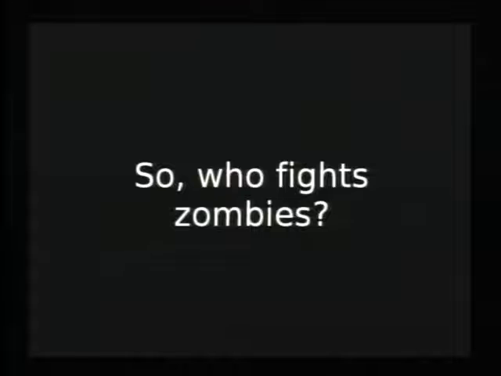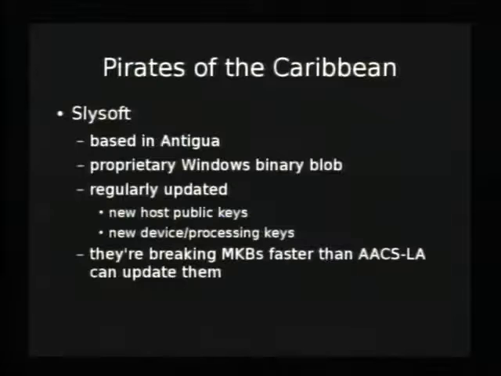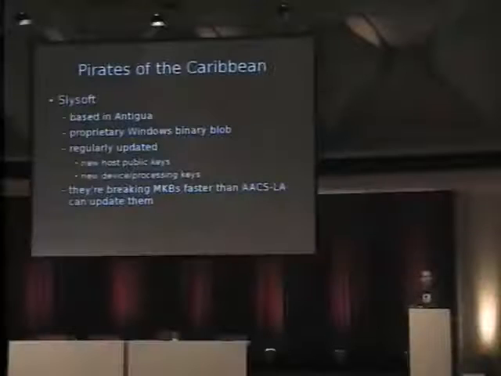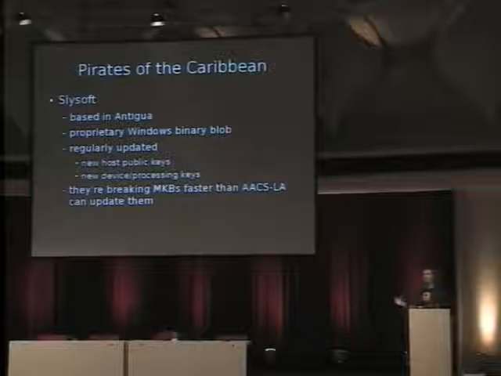So I've talked now about the most interesting features of this zombie DRM system. And the next obvious question is, well, so who fights these zombies? The most dangerous adversary that the zombies seem to have at the moment are located in the Caribbean. They're a company called Sliceoft. They're based in Antigua, obviously for legal reasons. They also have the same people run casinos in the Caribbean. Like they're pretty shady. They sell proprietary Windows binary blobs that break the AACS DRM system.